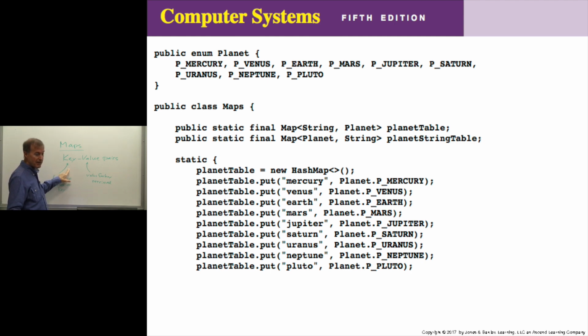Is the planet. But what is planet? What is planet's type? It's enumerated. You see? So the question is what you're given and what you're looking up. All right? And so we have both kinds.